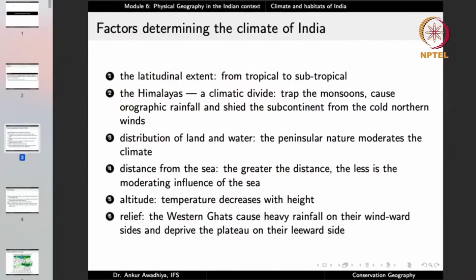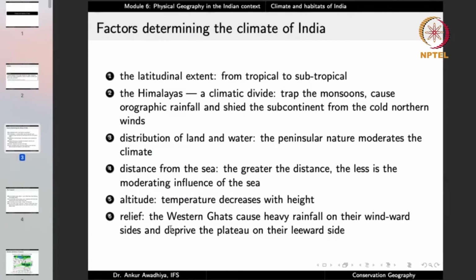Altitude: the temperature decreases with height. And so in the same season, in the same month, we can have different locations that have a very different temperature profile. Even in the peak of the summer season, we have a large number of hill stations that remain cold. In fact, so cold that you can even find snow cover, and you will probably need to wear warm clothes in the summer season.